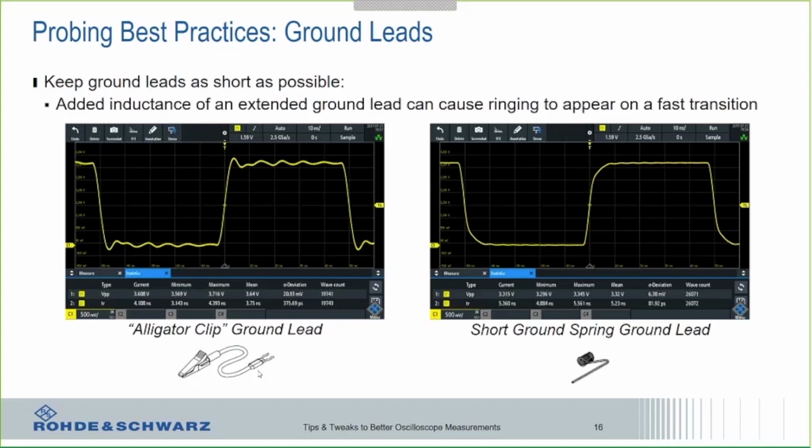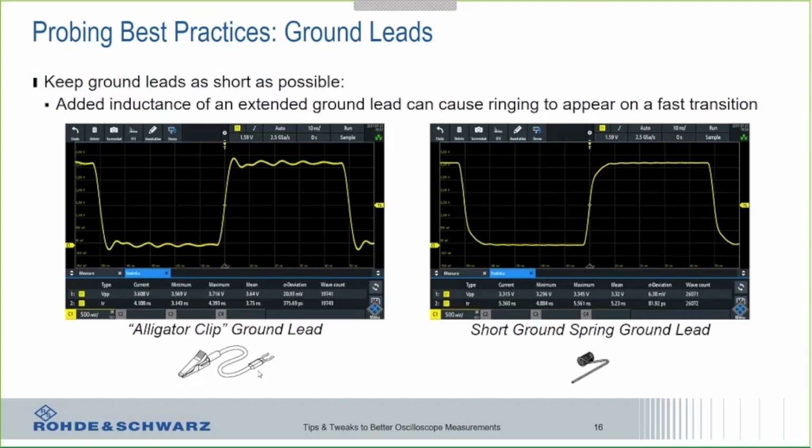So this isn't even a very fast signal. Measuring a 10 megahertz clock signal, and with that, I'm using just, again, that alligator ground clip. Super easy to get over to a ground lead. But that long ground lead adds inductance, and with that added inductance, you'll end up seeing ringing on a fast transition.